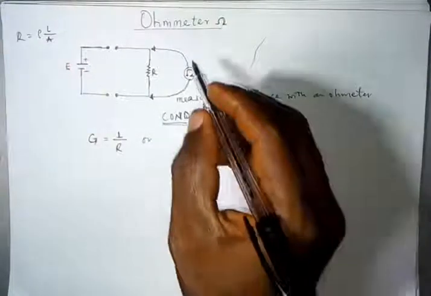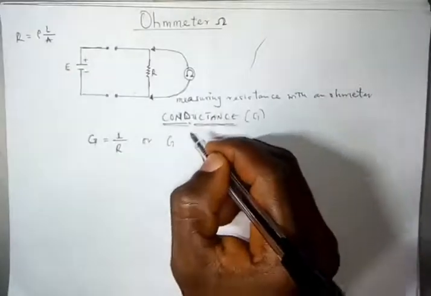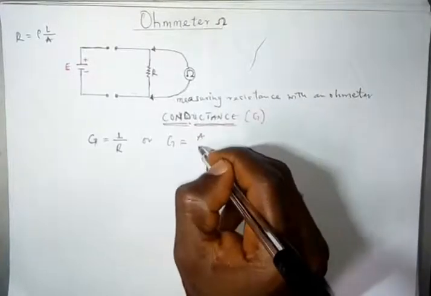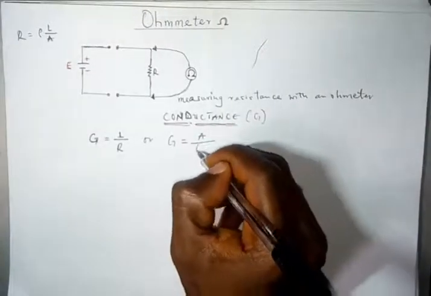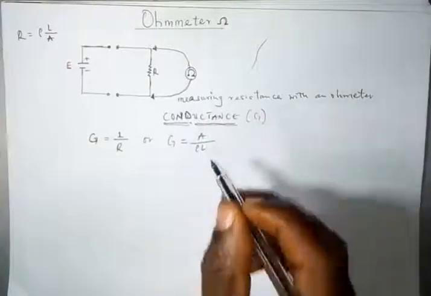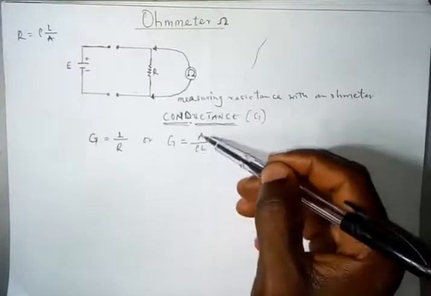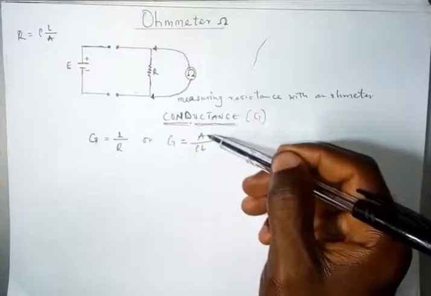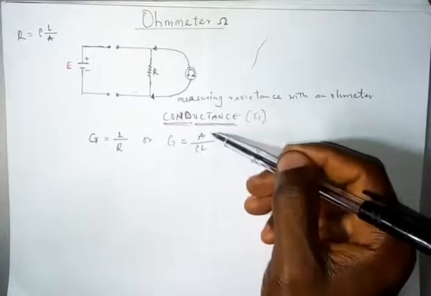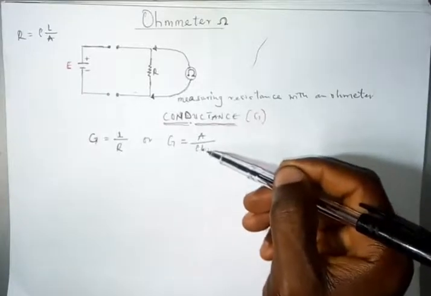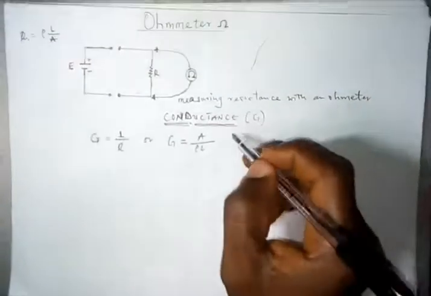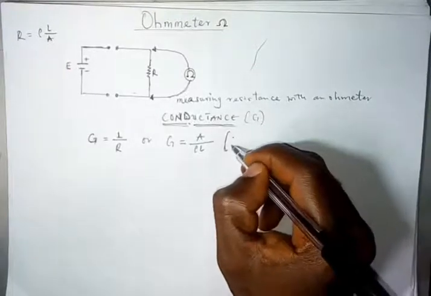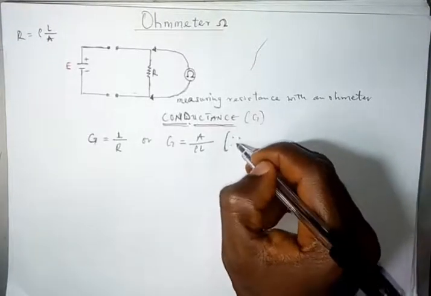So in the case of conductance, what we are going to have is different. We are going to have G equal to A over rho L. Which means for us to have a good conducting material, the cross-sectional area has to be wide and the length has to be short. That allows free flow of electric current in a circuit.